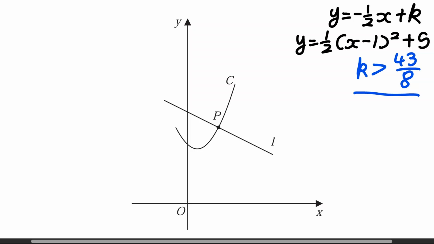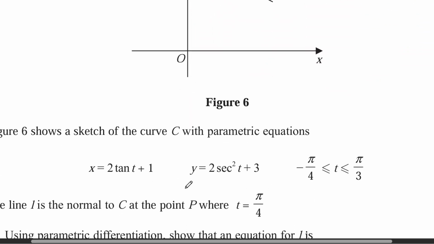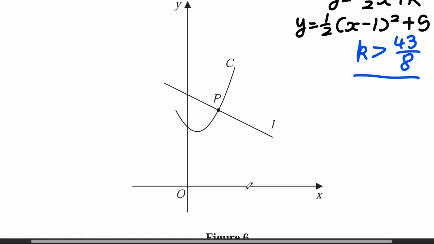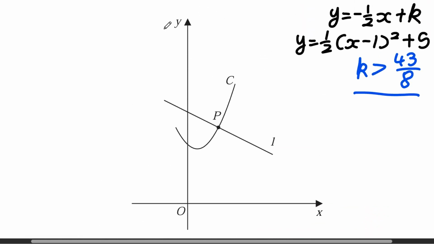However, for this question, if you gave this as your final answer, you would only get 2 of the 5 marks. The reason is, remember that this line here, y is equal to a half x minus 1 squared plus 5, is defined by these parametric equations, and importantly by this domain where t is between minus pi over 4 and pi over 3. If you look at this graph, it looks quite weird because you can see the y-axis goes all the way to here, but the line C doesn't go all this way.